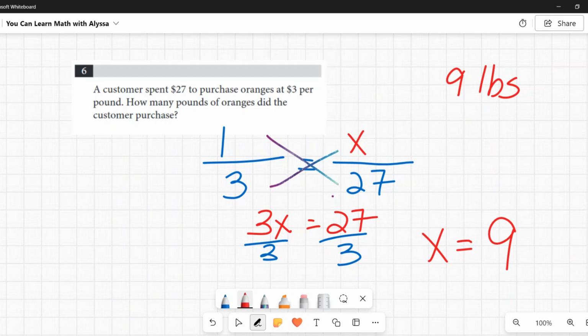Any way you do this, there are like 3 or 4 different ways I can think of to look at it, you're always going to get that same answer. It is 9 pounds of oranges.